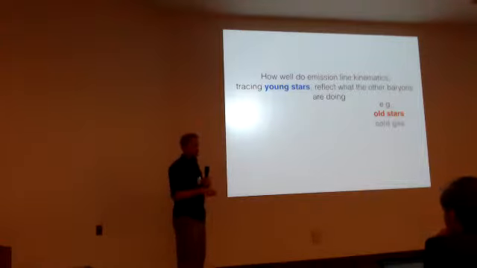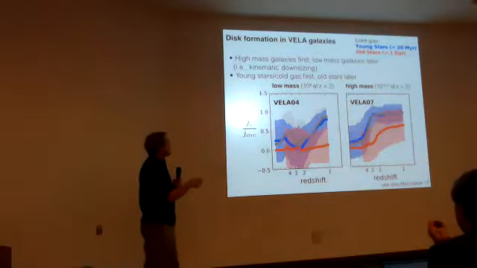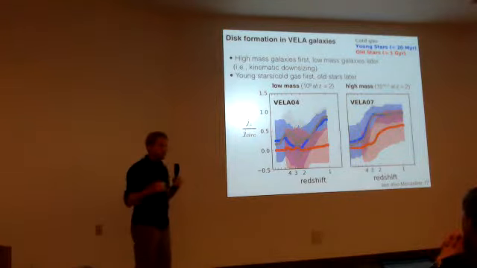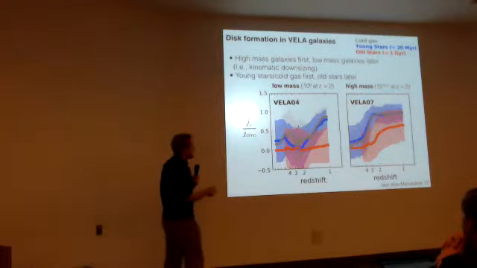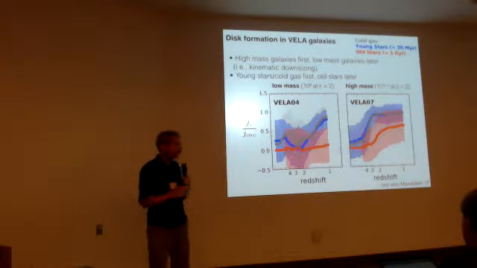Okay, so the first question, how well are we actually tracing the remainder of the baryons with the old stars or the cold gas? So here's the answer. The young stars, which is a proxy for the emission lines here, trace the cold gas pretty well at most redshifts.